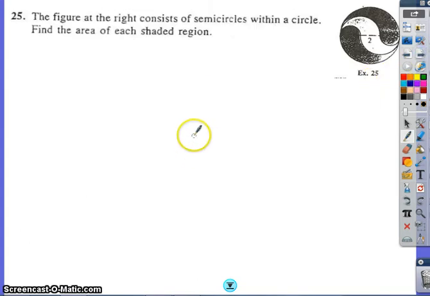Last problem here, and then you can work on your own. The figure at the right consists of semicircles within a circle. Find the area of each shaded region. So we have a semicircle here, and we want to find the area of each shaded region. So this is a little bit of a tricky one.